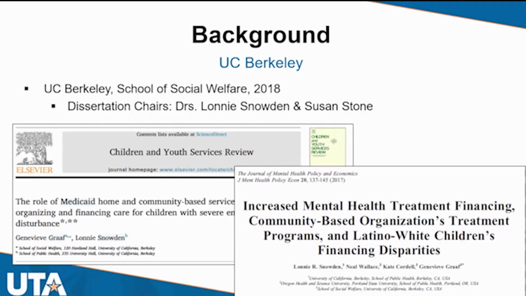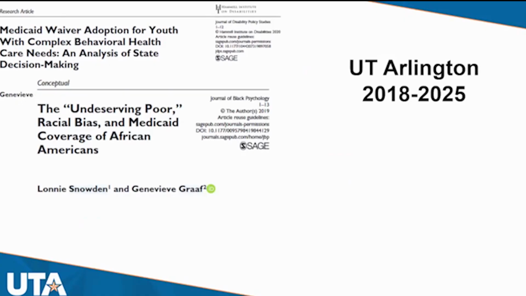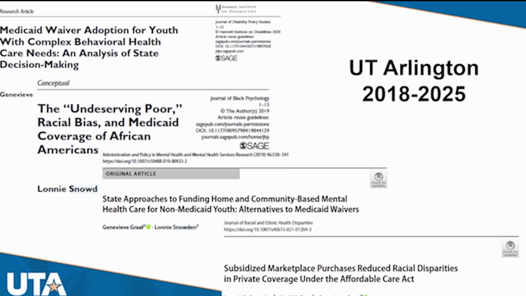From these conversations, we developed a pattern that went on for about 10 years where I would write a paper about what I wanted to write about that was related to states and financing and children's mental health. And he would invite me to support him on the papers that he was leading around the roles of policy and financing and Medicaid in mental health disparities. This continued beyond my graduation to my years at UT Arlington. We basically continued the same pattern. You'll see a lot of papers that are Genevieve and Lonnie, Lonnie and Genevieve.